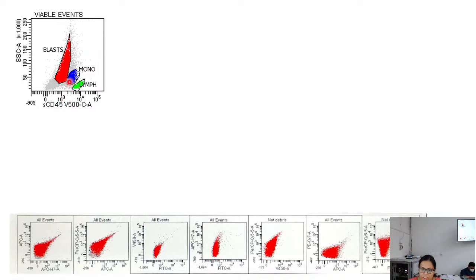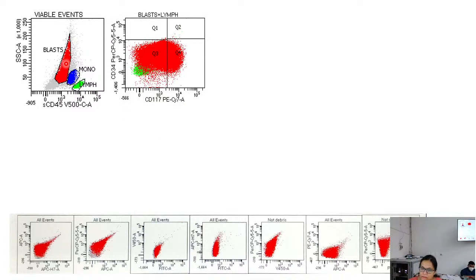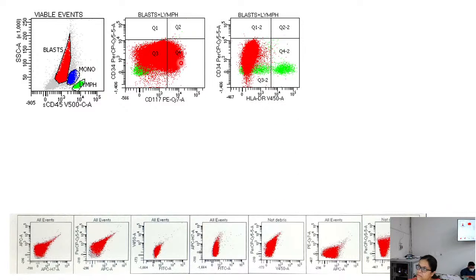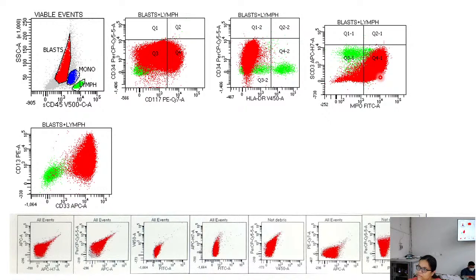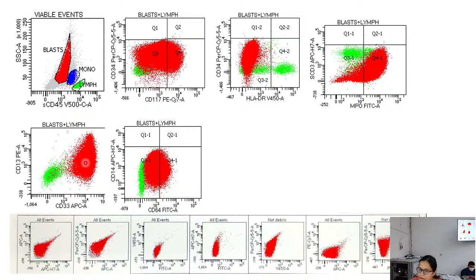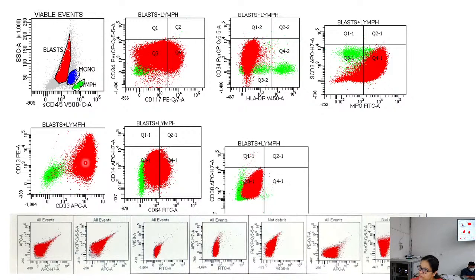The characteristic plot on the CD45 side scatter shows a teardrop pattern, which is present because of the high side scatter. On the CD117 CD34 plot, most of the APL are CD34 negative and CD117 is positive. HLA-DR is characteristically negative in APL. MPO shows a very strong positivity. CD33 is strong and CD13 shows a heterogeneous appearance. CD14 is negative and CD64 shows a dim positivity.